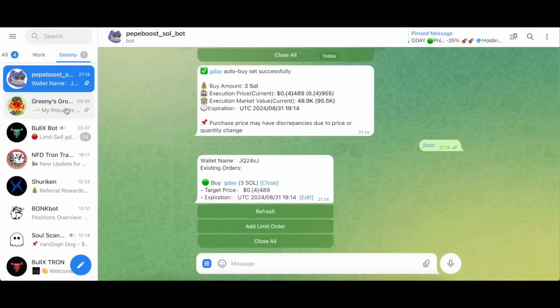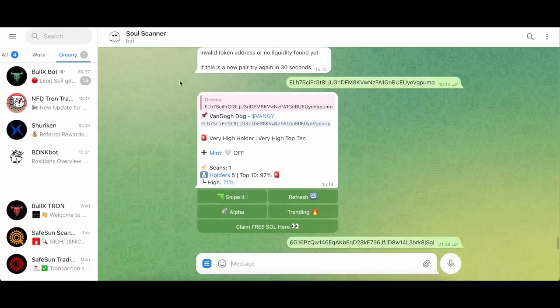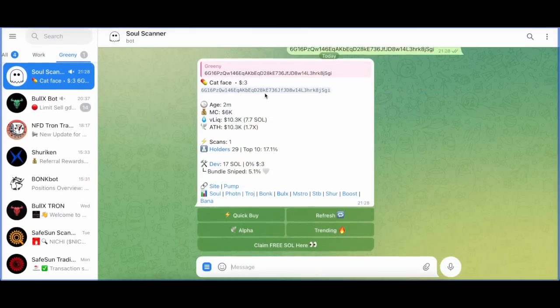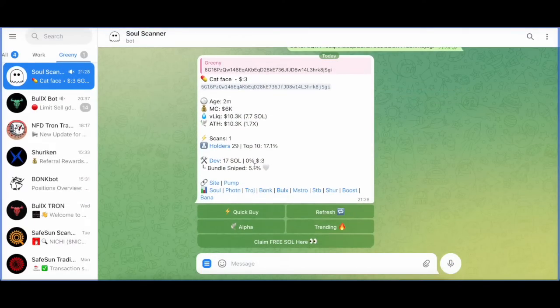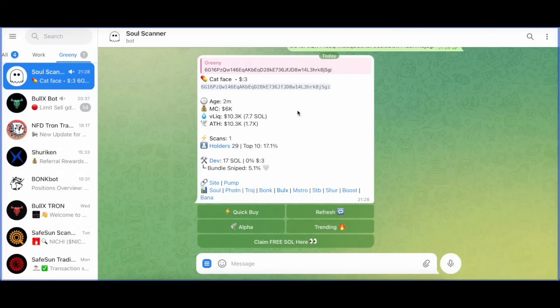So if I come to, where am I? Sol Scanner, and I paste it in there, then it's going to show me a few extra stats. So as you can see here, it was bundle sniped 5.1% of the supply. Okay, and this is just Sol Scanner, the Sol_scanner bot on Telegram. It's just the second one that I like to use beside other safety measures. Top 10 is holding 17%, so that's not too bad. Anything over 20% is usually a red flag for me.